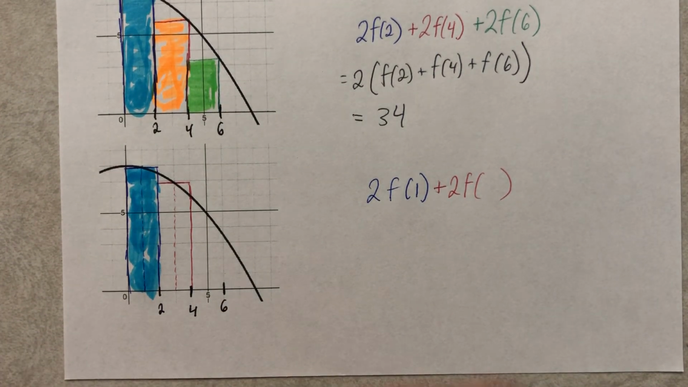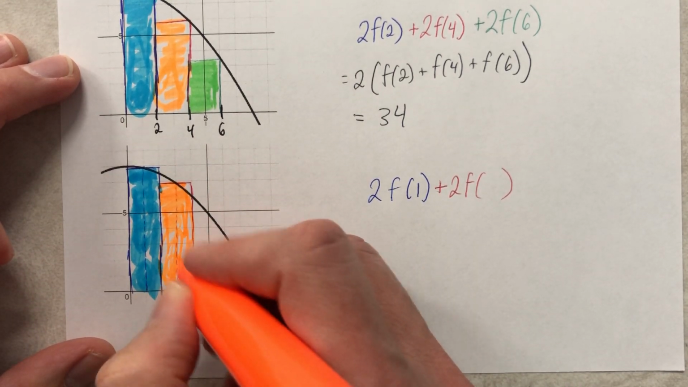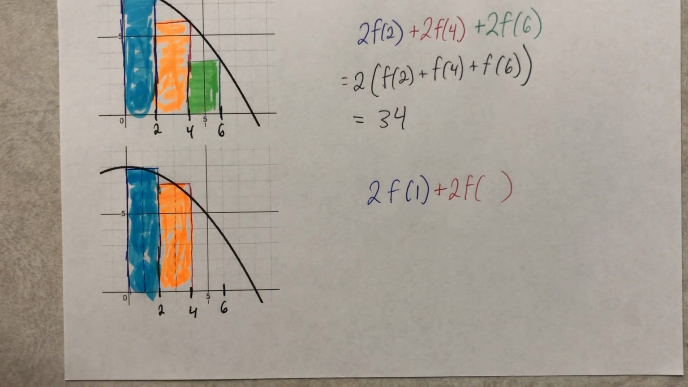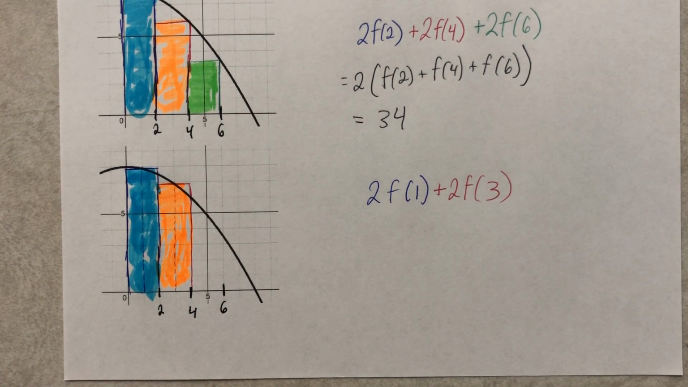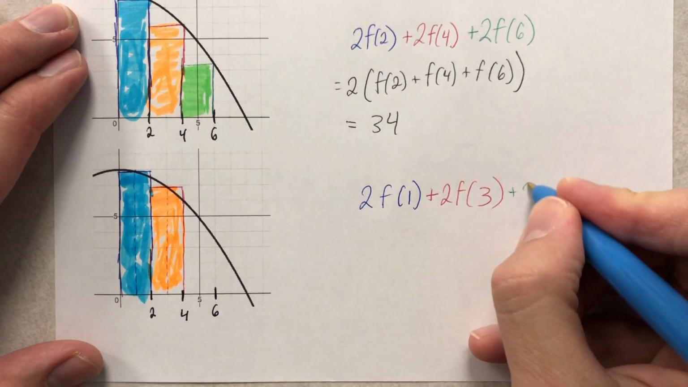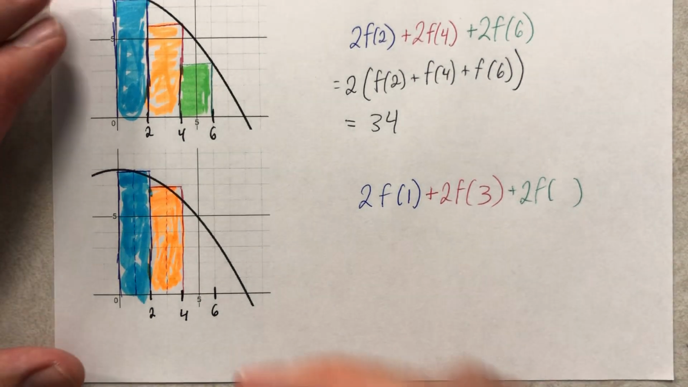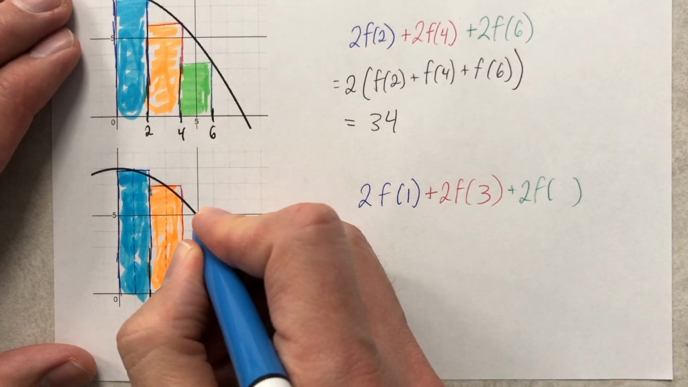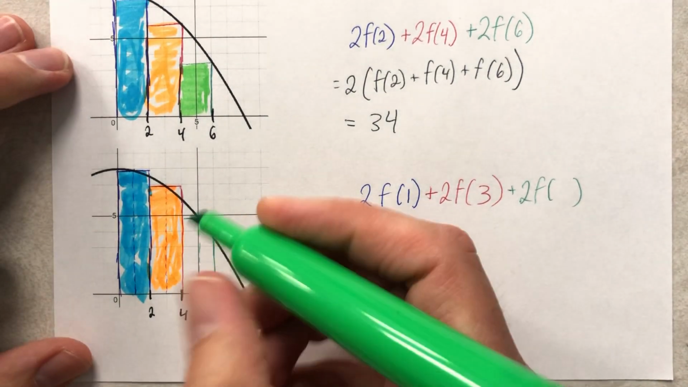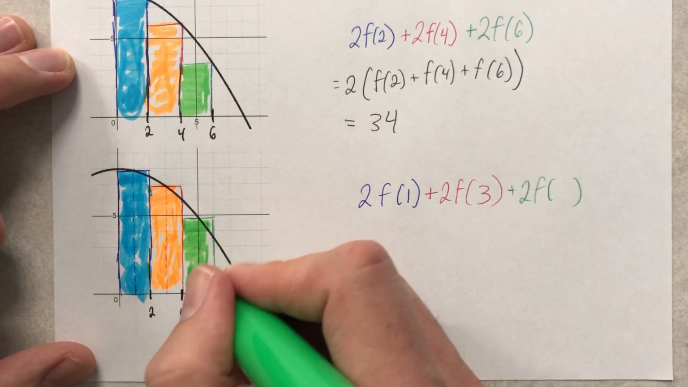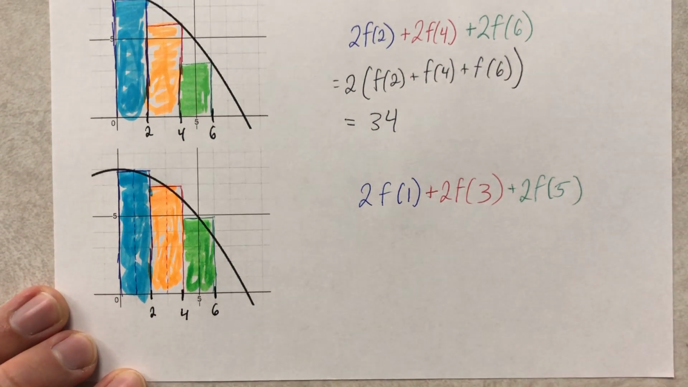And we're going to color that orange. Red border, orange interior. And the height of this rectangle is whatever f of 3 is. And then, last one, green, 2f of, I hope you know it. I sure hope you know it. It's going to be this guy right here. 5. And we'll color it green. Green. There we go. And we'll figure it out.